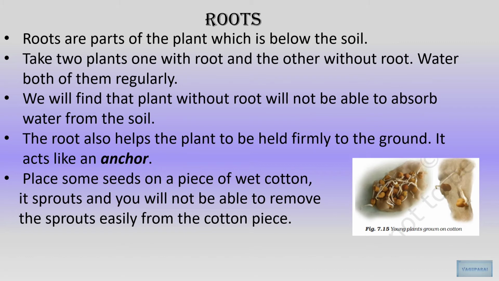Now, take two plants, one with root and one without root. Water both of them regularly. After some time, you find the plant without the root will not be able to absorb the water. This shows the root is mainly used to absorb water from the soil, which is used up by the plant. Now root is also useful for holding the plant to the ground. It acts like an anchor to hold the plant tightly to the ground.